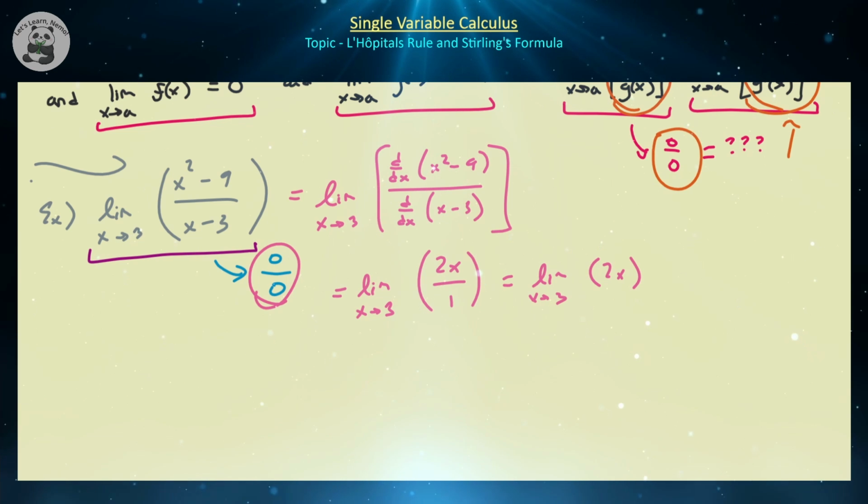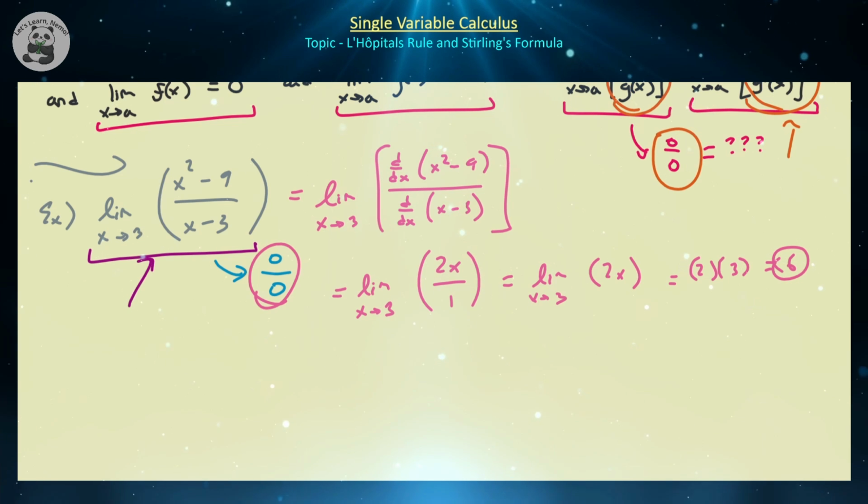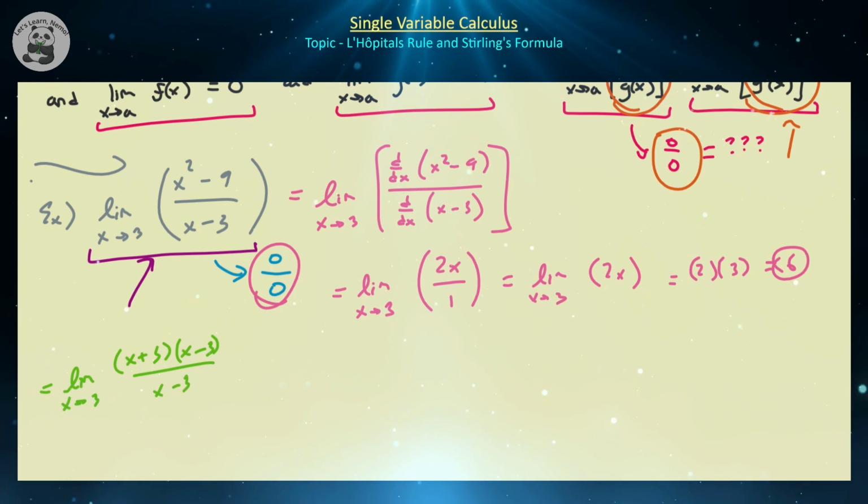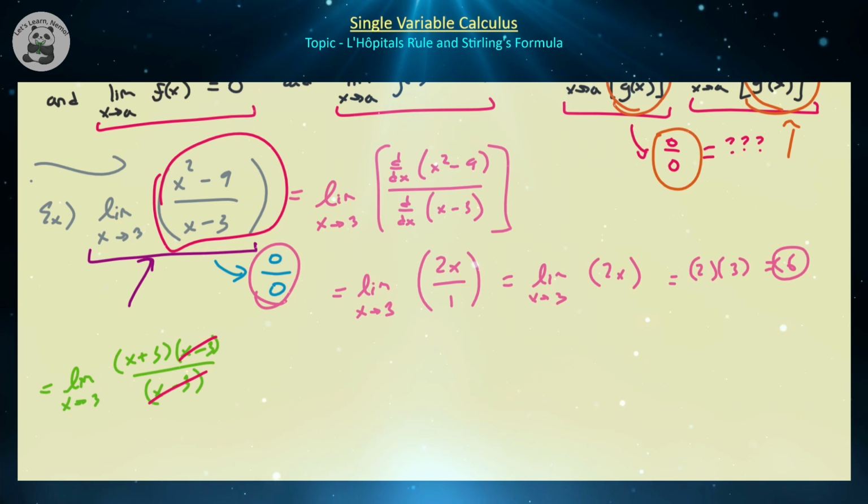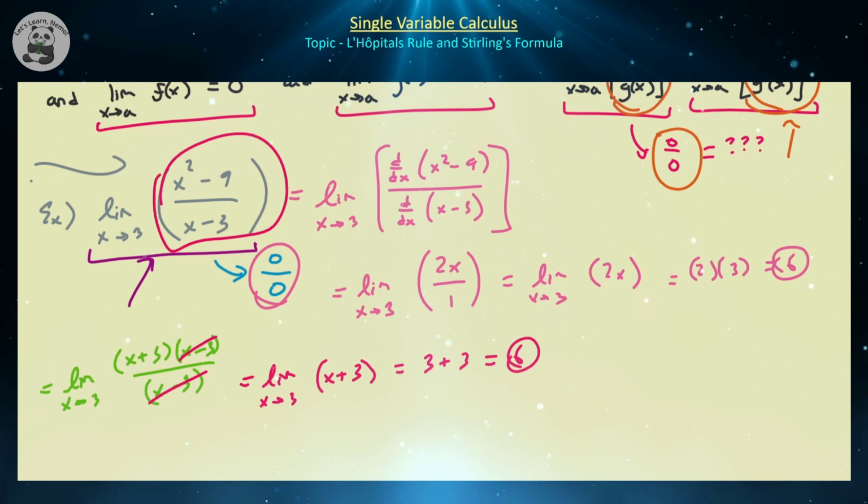And we know that 2x is an everywhere continuous function, so we can substitute 3 for x into this expression to get 2 times 3, which is equal to 6, the same exact answer that you would get if you were to apply factoring to this limit. In case you're curious, if you don't remember how to do that, that's just the limit as x approaches 3 of (x plus 3)(x minus 3) over (x minus 3), and this x minus 3 cancels, meaning 3 is a removable discontinuity for the individual function, and that's then going to give us the limit as x approaches 3 of x plus 3, which is 3 plus 3, which is equal to 6.